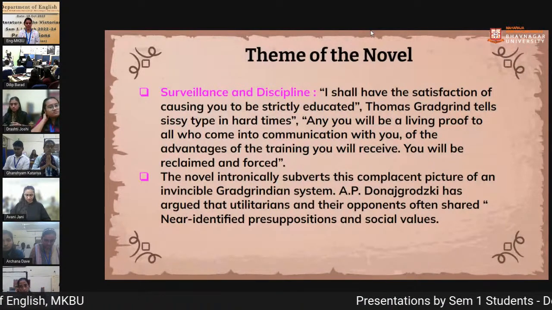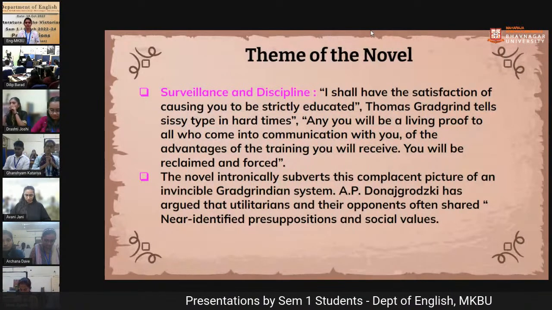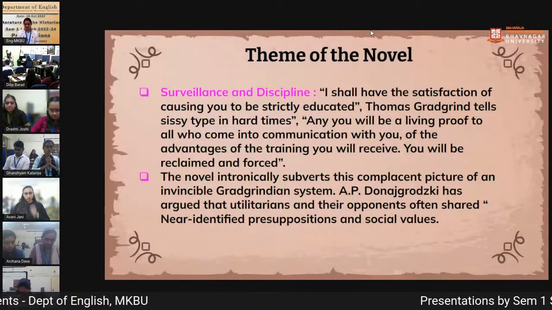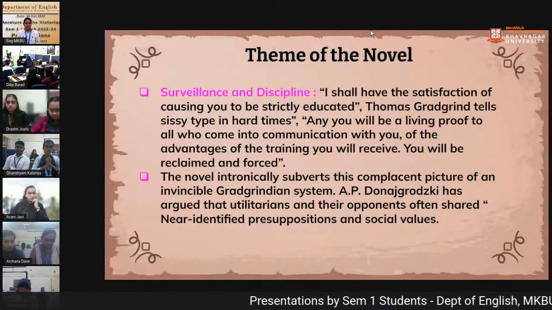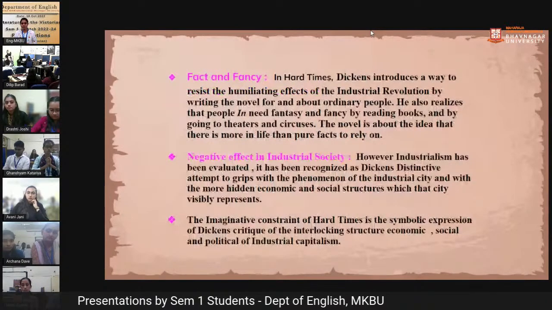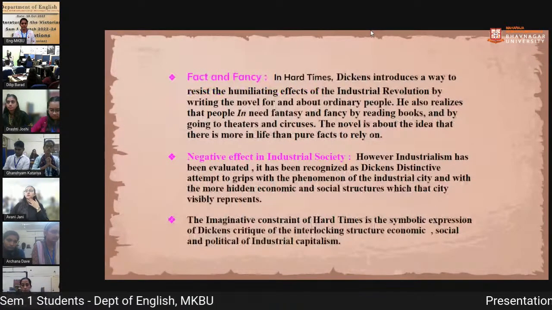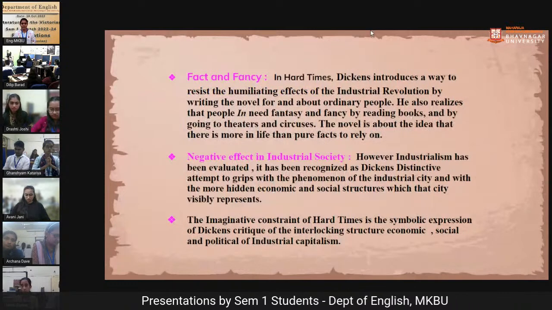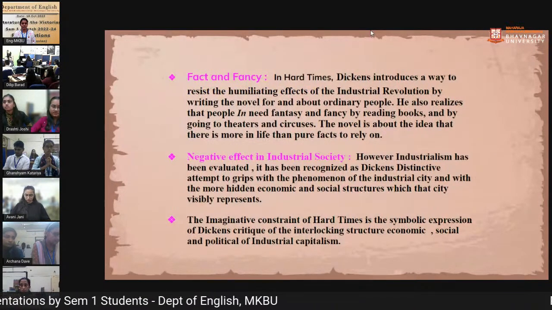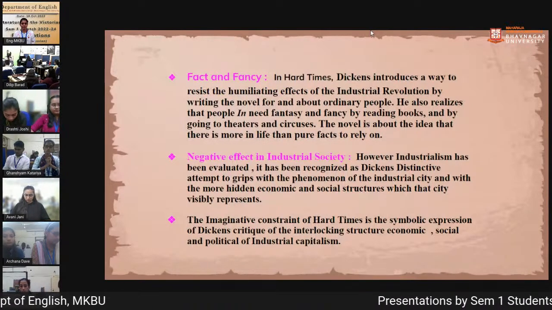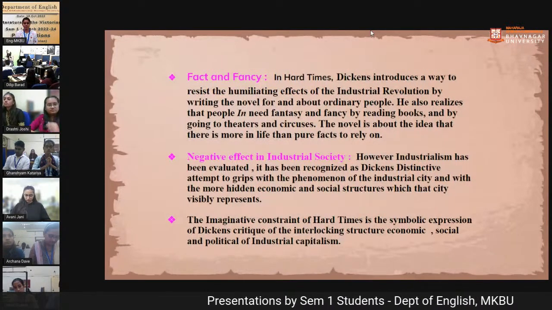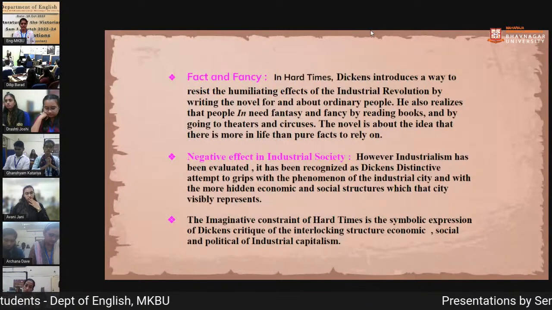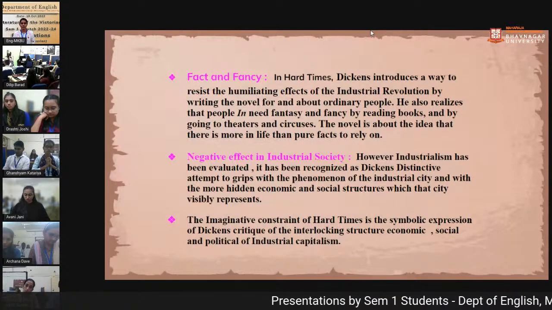Gradgrind has argued that utilitarians and their opponents often shared near identical presuppositions and social values, fact and fancy. In Hard Times, Dickens introduces a way to resist the humiliating effects of the Industrial Revolution by writing the novel for and about ordinary people. He also realizes that people need fantasy and fancy by reading books and by going to theaters and circuses. The novel is about the idea that there is more in life than pure facts to rely on.